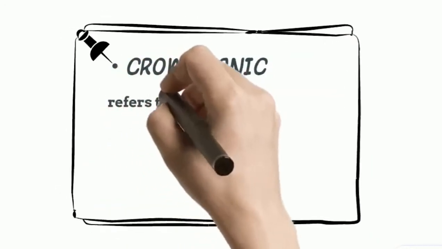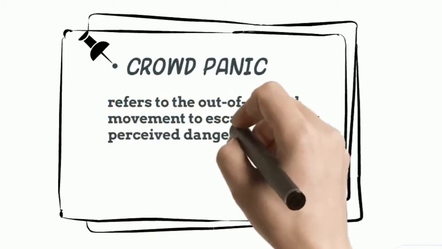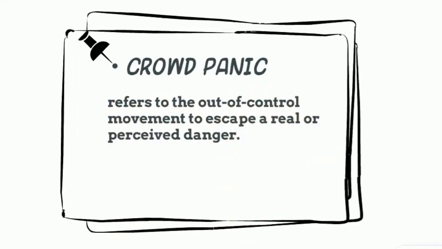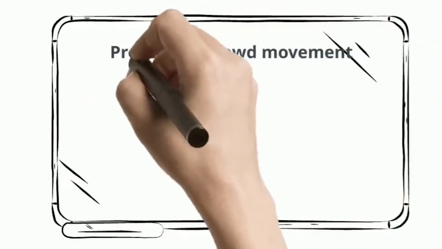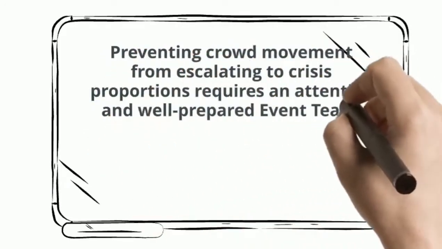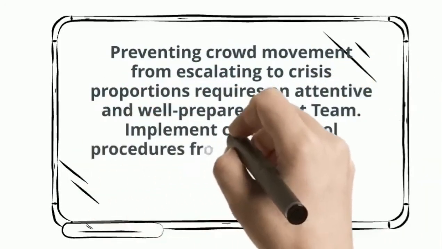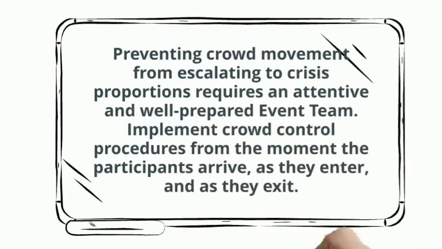Crowd panic refers to the out-of-control movement to escape a real or perceived danger. To avoid this, prepare ready-to-use triggers that will activate the emergency contingency plan as soon as an emergency circumstance arises. Preventing crowd movement from escalating to crisis proportions requires an attentive and well-prepared event team. Implement crowd control procedures from the moment the participants arrive, as they enter, and as they exit.